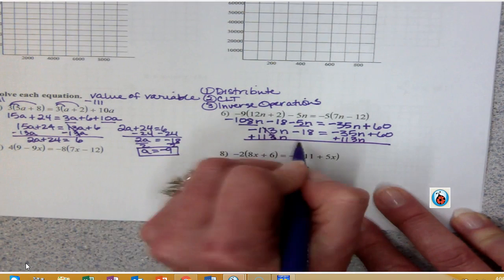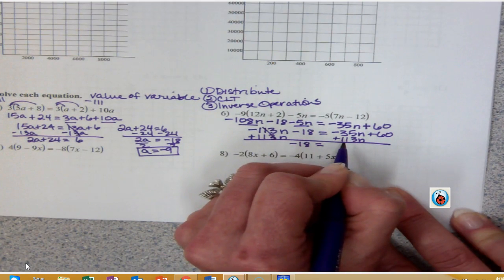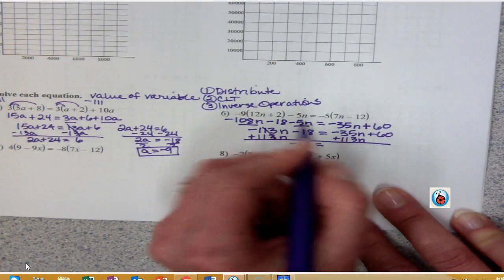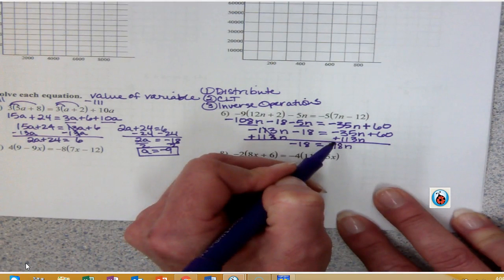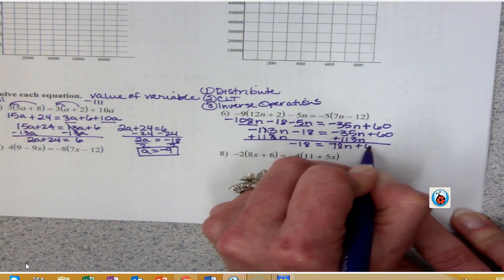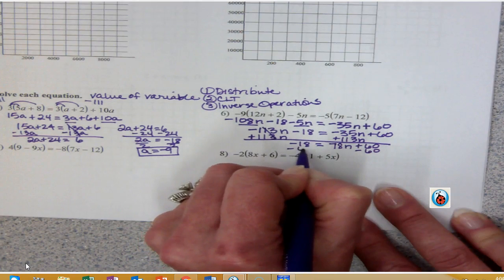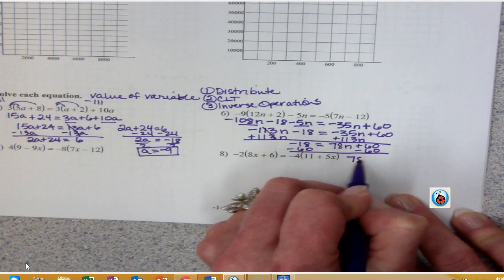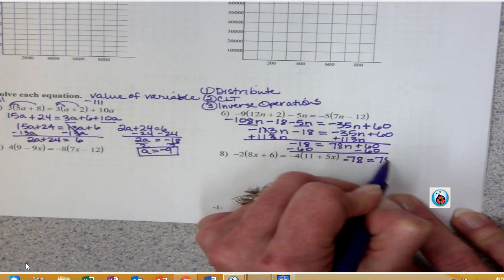This cancels out, and I have negative 18 on this side. 113 minus 35 is going to give me 78. And it's going to be positive because 113 is larger than 35. Plus 60. Then when I subtract 60 from this side to use my inverse operations, I end up with negative 78 equals 78n.